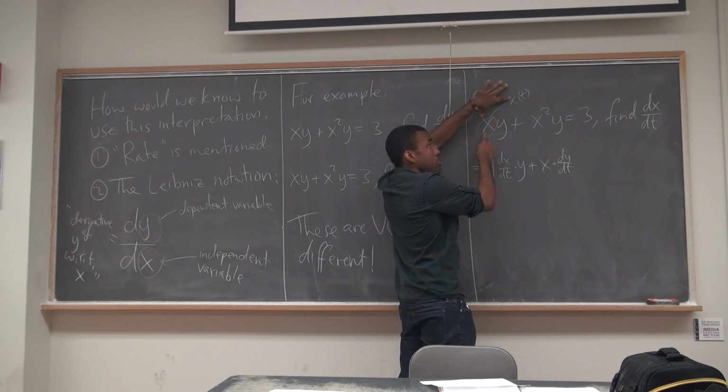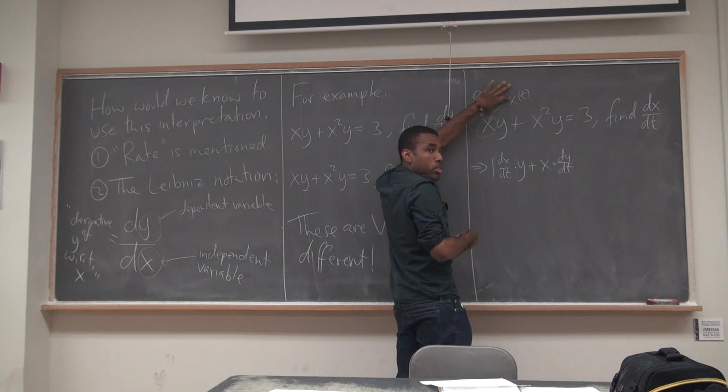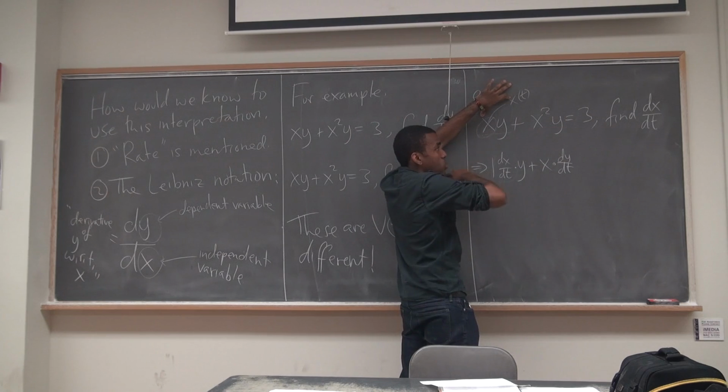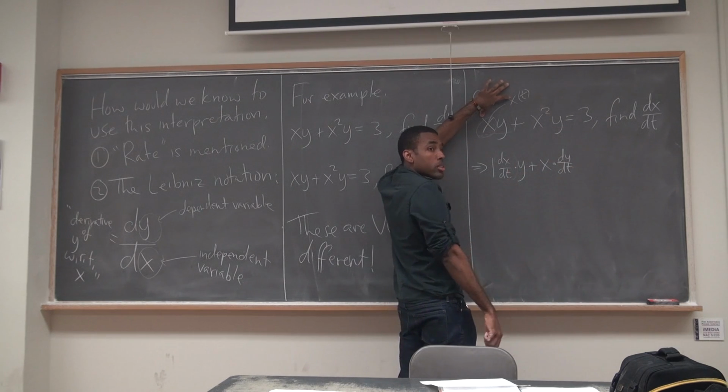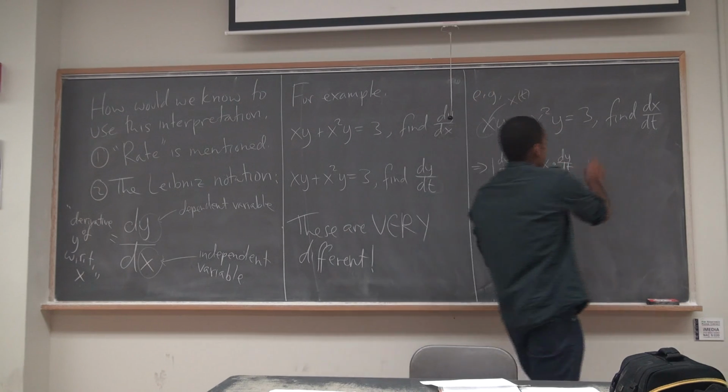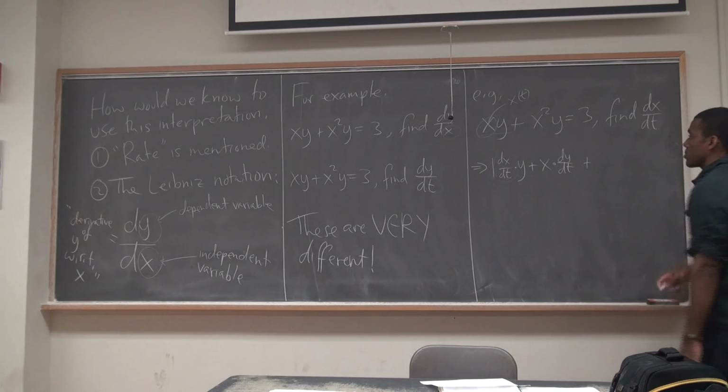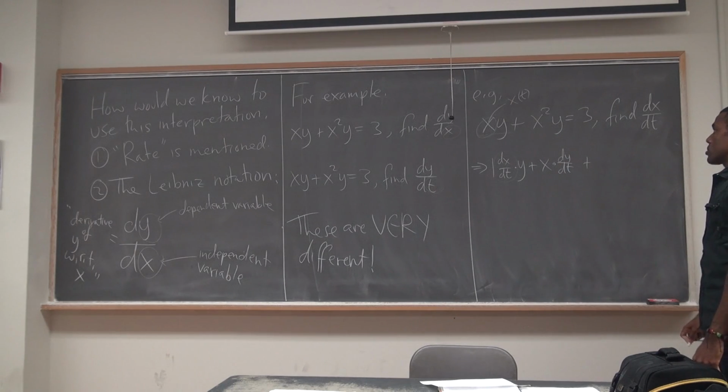Because now I'm not thinking of my x as the input. It itself is the output of some other input, right? I'm thinking of both x and y as outputs of some variable t, right? Plus this one. Both the product and the chain rule. Okay, what would it look like?